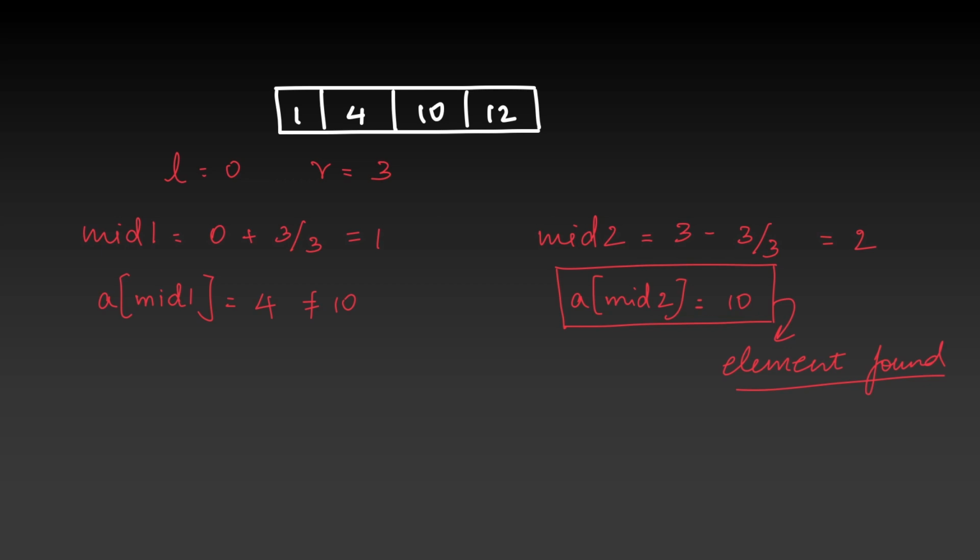The algorithm has a time complexity of big O of 2 into log base 3 n. It's more efficient than linear search. But actually, binary search is more widely used than ternary search, though it has a comparable time complexity to ternary search.